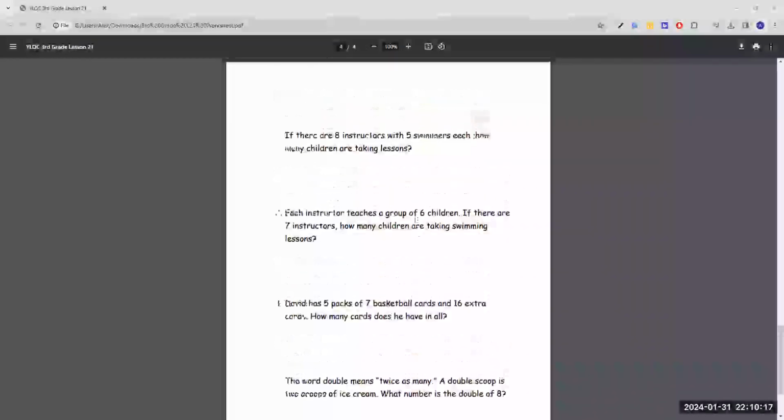Now moving on to word problems. If there are 8 instructors with 5 swimmers each, how many children are taking lessons? So if each instructor has 5 swimmers and there are 8 instructors, then to find the total amount of children, we would do 8 times 5. 8 representing the instructors and 5 representing 5 swimmers per instructor. So 8 times 5 is 40. And that's the amount of children taking lessons.